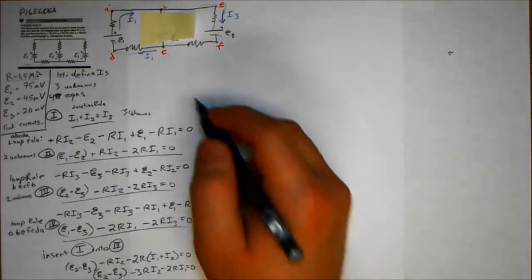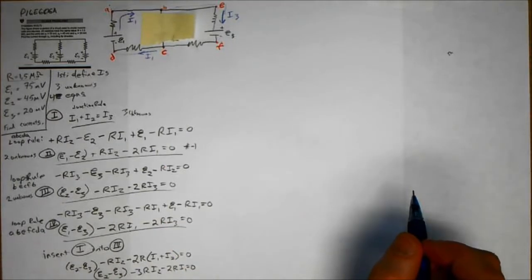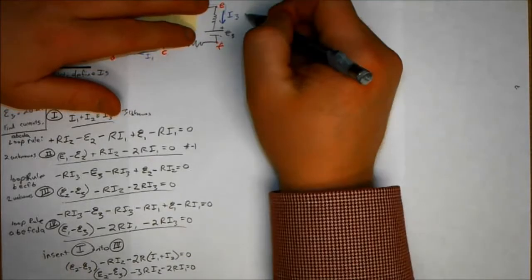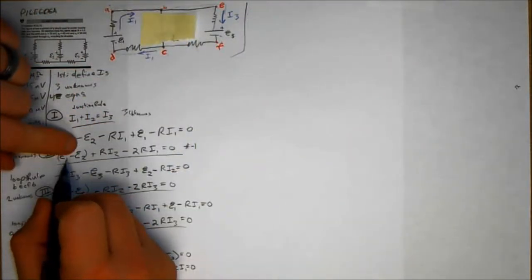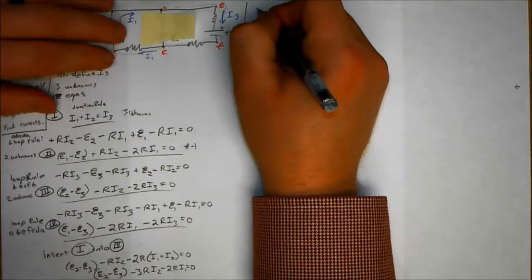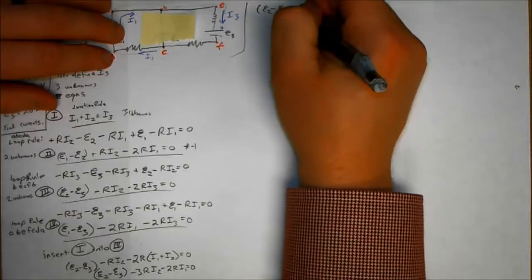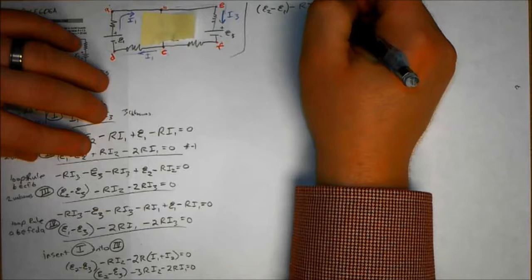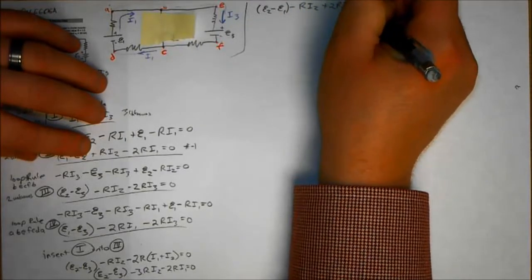But the first thing I'm going to do is multiply this by -1. Now I could just subtract the two and you get the same thing, but for some reason when I deal with equations I'd rather multiply by -1 and add it. So let's do this over here. When I multiply this by -1, that's the same as switching these two. So I can just say E2 minus E1 minus RI2 plus 2RI1 equals 0.